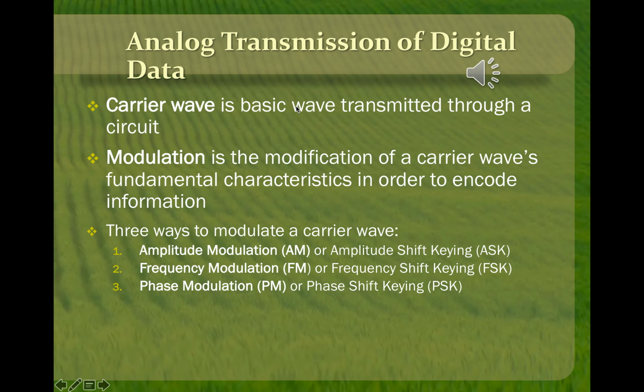All right, so like I began to explain, the carrier wave is the basic wave transmitted through a circuit. Modulation is the modification of the carrier wave's fundamental characteristics in order to encode the information and send the information. And there's 3 basic ways to modulate a carrier wave.